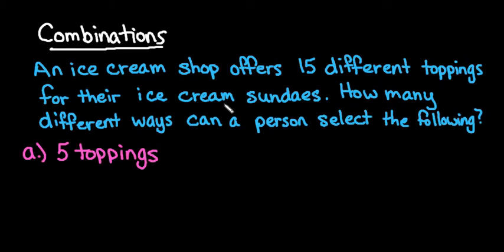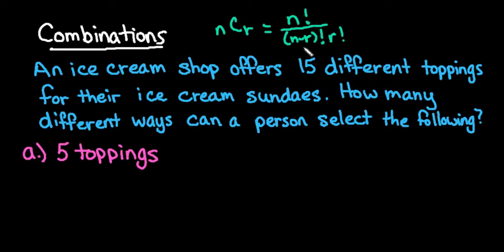Hi, for this video what I want to do is show you how to find combinations using the TI-Nspire graphing calculator. If you recall, the formula for combinations is nCr equals n factorial over n minus r factorial times r factorial. So what this is basically saying is that n is the number of items that you have to choose from, r is how many you're selecting.